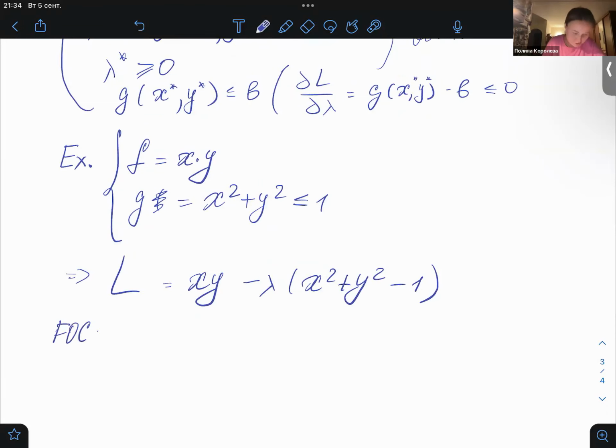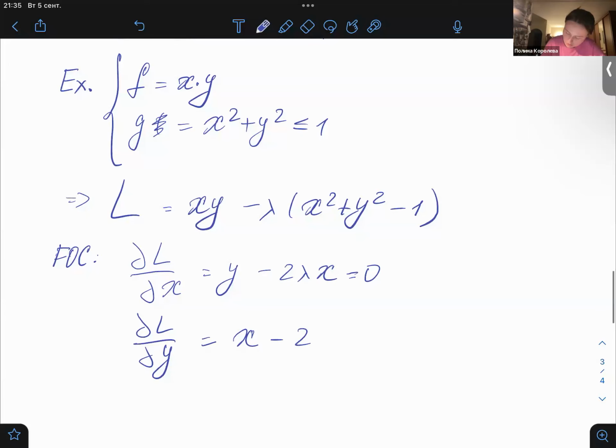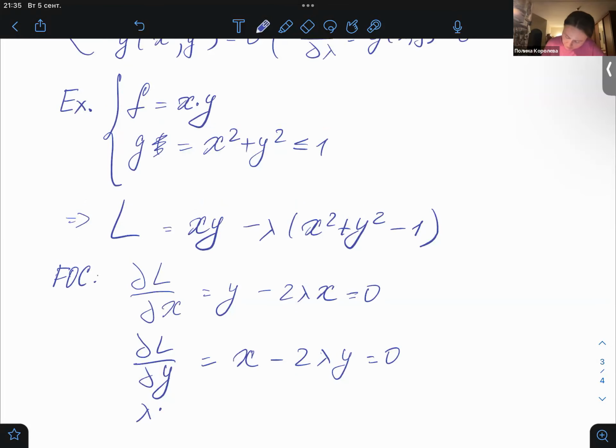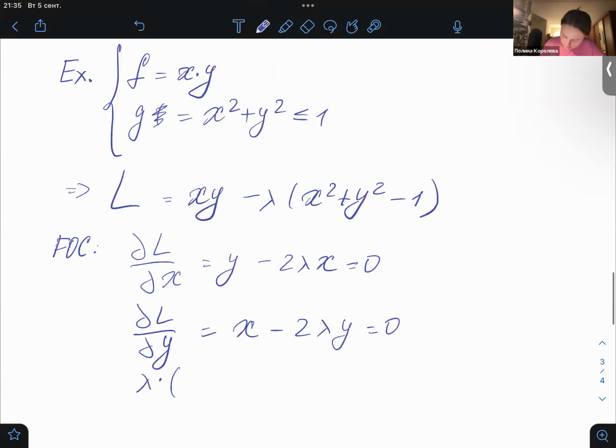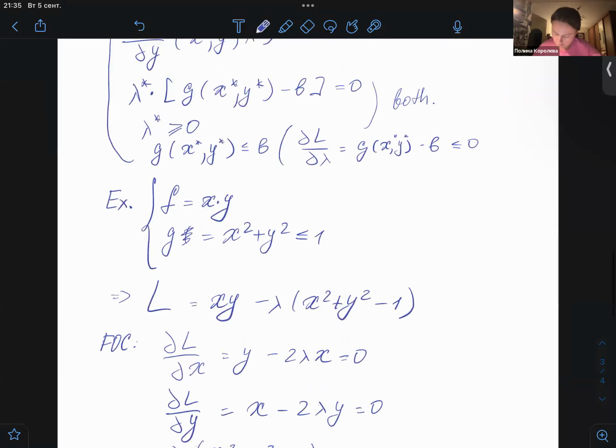So our first order condition: partial derivative by x, y minus 2 lambda x, should be equal to 0, then by y, x minus 2 lambda y equals 0, then lambda multiplied by our constraint, x squared plus y squared minus 1, should be equal to 0. It's, you see, the third row.